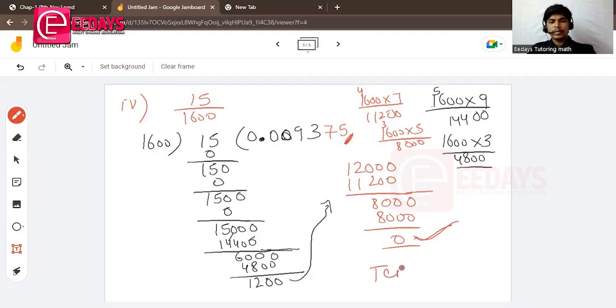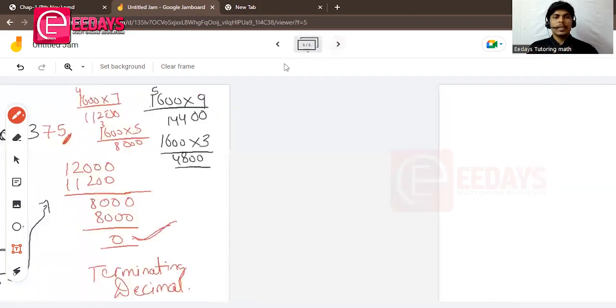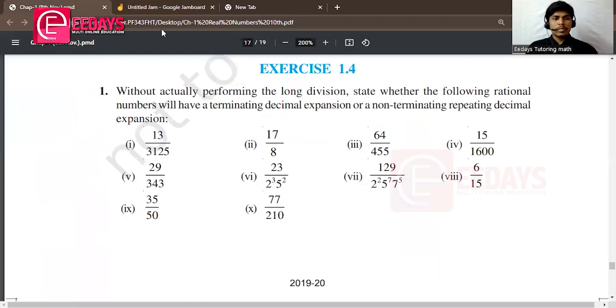So it is terminating. Initially I was saying I don't understand where it stopped, whether there is a limit or not. Finally we got 1600 into 5, that is 8000. Okay, so that's why it is a terminating decimal. Why? Because we get remainder 0. If you couldn't get remainder 0, you just stop after a few steps. Okay, all right, let's move on to the next one.